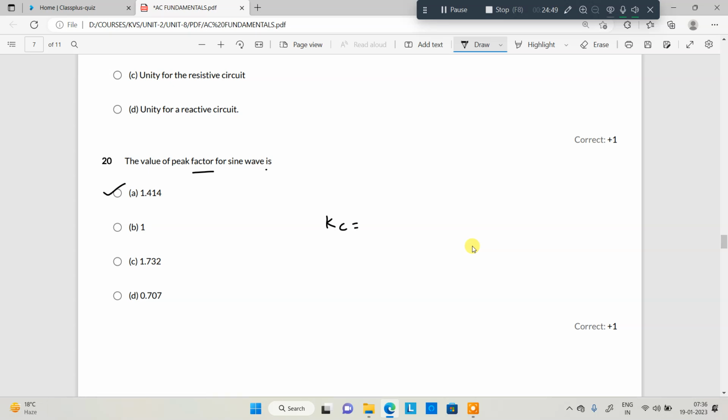The peak factor is the maximum value divided by the RMS value. You know the maximum value, for example the current Im, that is the peak value. The RMS value is equal to Im by root 2, so that will be 1.414. Okay, option A is the correct option.